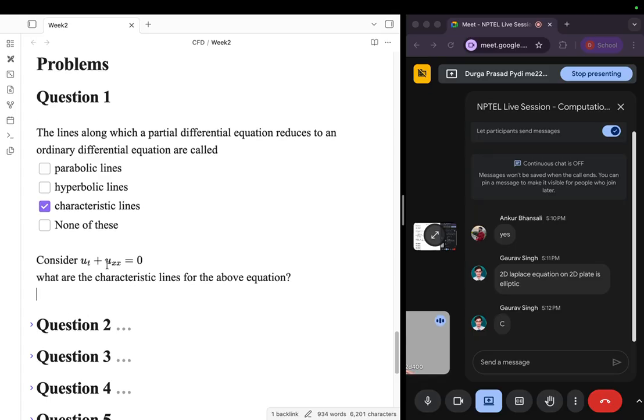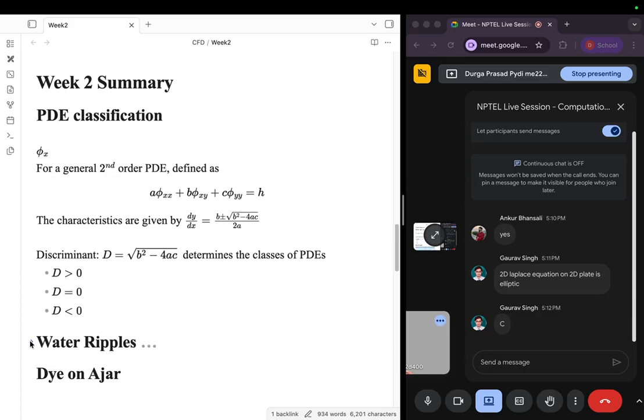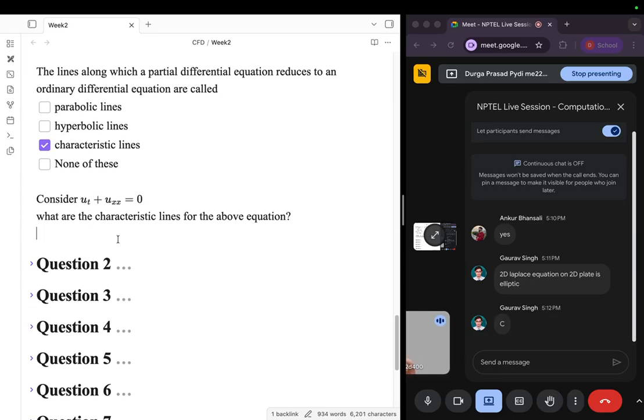If you were to compare this with the second order form that I have shown before, the value of A is 1, B and C are 0. So this term, the discriminant, becomes 0. So this is parabolic in nature. So what will be the characteristic lines for this equation?